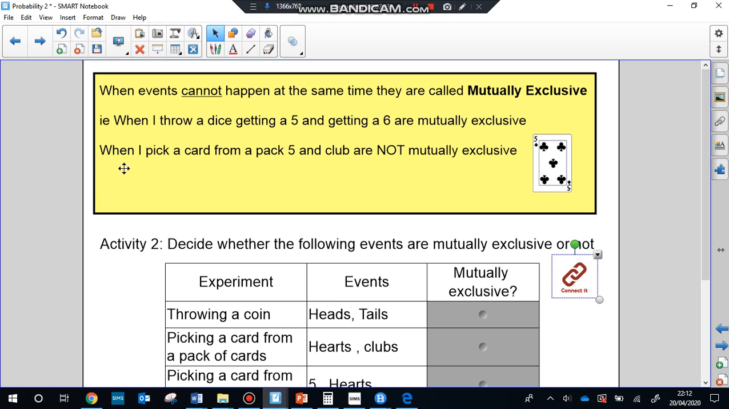However, if I'm picking a card from a pack of cards and I'm looking for a 5 or a club, these are not mutually exclusive because I can get a 5 and a club at the same time. Here's the example, the 5 of clubs. So these can happen at the same time. So getting a 5 and getting a club are not mutually exclusive. So get those into your notes, and then down here, pause to copy that down.